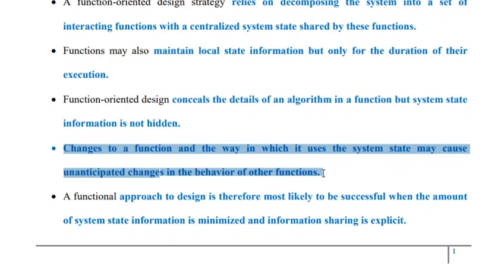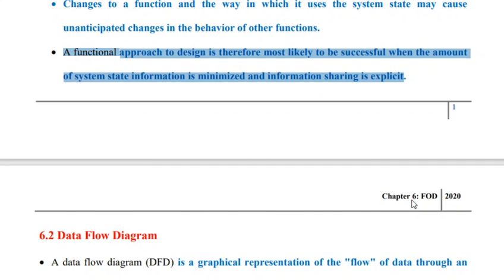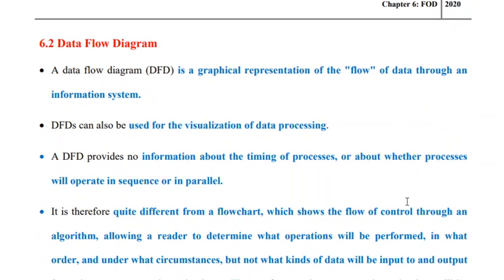Because the state information is centralized, any function can have access to it. So whenever a function brings about an anticipated or unanticipated change to the central data store, any other function that uses that data from then onwards may generate some erroneous result. Now, a function-oriented design is therefore suitable only for situations where the information content is very limited or explicit data sharing constraints are imposed.